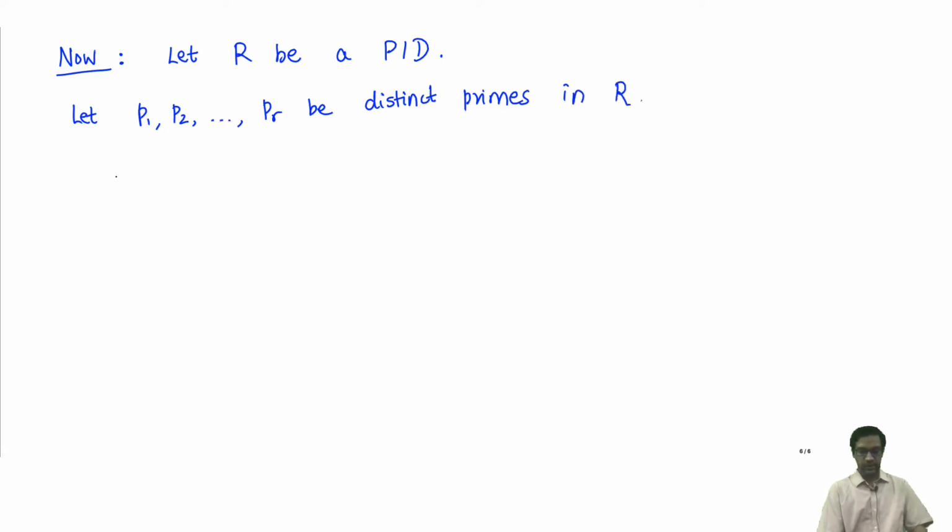Now for each of them I can look at the corresponding p_i-primary component. Okay, so look at M_{p_i}, which is all elements which are annihilated by some power of p_i. Okay, so these are the primary components. I claim that these submodules corresponding to distinct primes are, so here's the little lemma, M_{p_i}, i goes from 1 to r, are what we will call independent submodules.